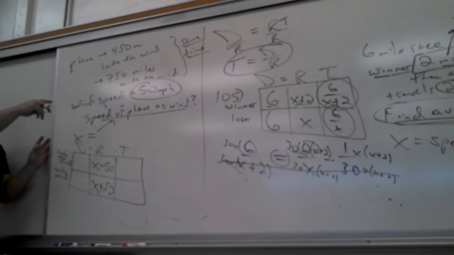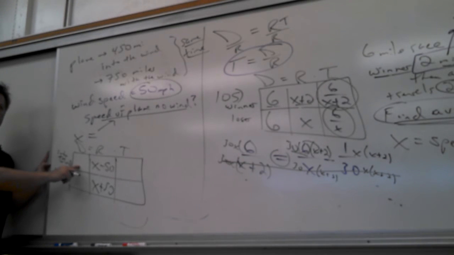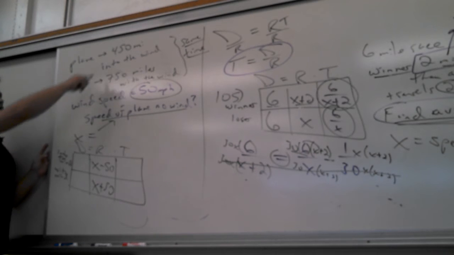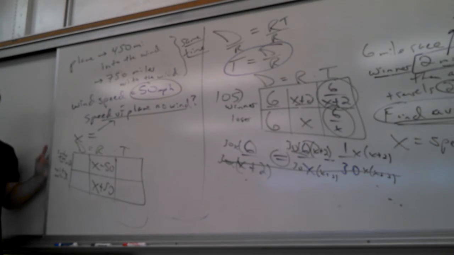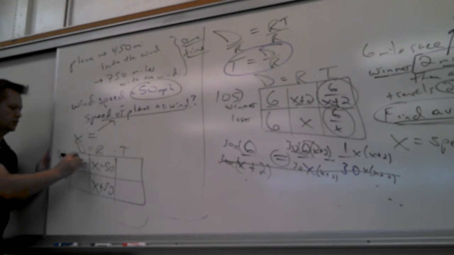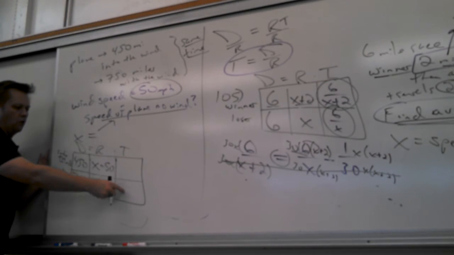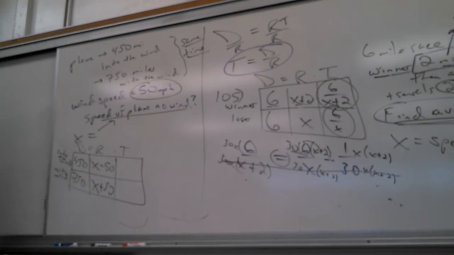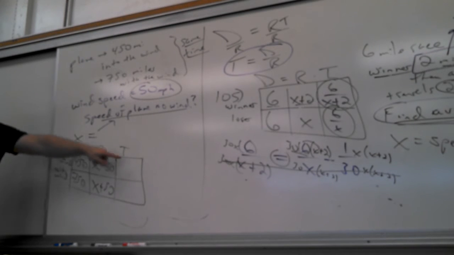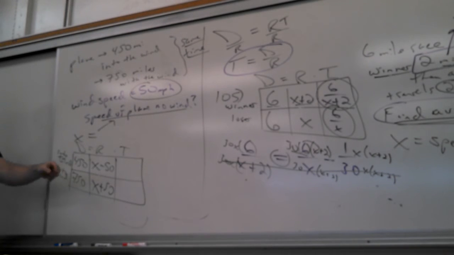All right. So what do I put here? This 450, because into the wind, I went 450. They told me that directly. No variable required because I know what it is. And of course, here goes 750. I've got one blank box each, right? So then I stop looking at this and I just start filling in with what I already know.